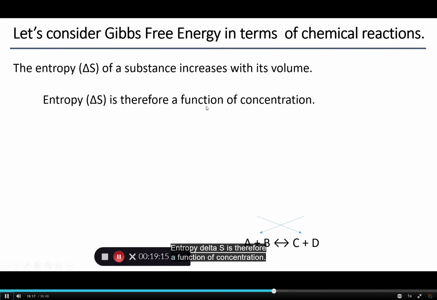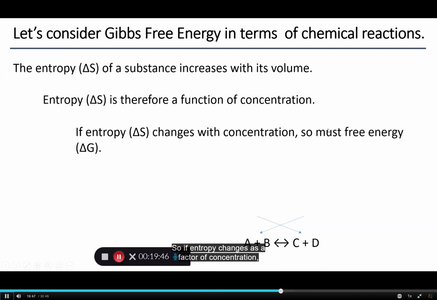Entropy, or delta S, is therefore a function of concentration. If we're talking about the presence of a molecule in a specific space, then what we're really talking about is molecules per unit space, or concentration. Entropy increases as concentration is reduced. So reducing the volume increases the concentration, which would be less entropy. Increasing the volume decreases the concentration, and therefore you have more entropy.